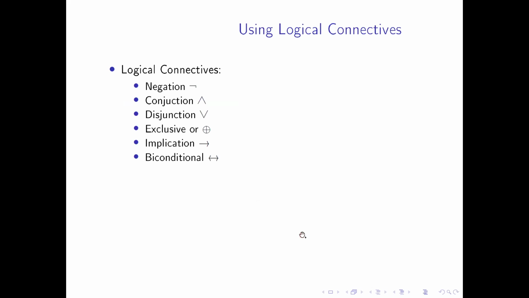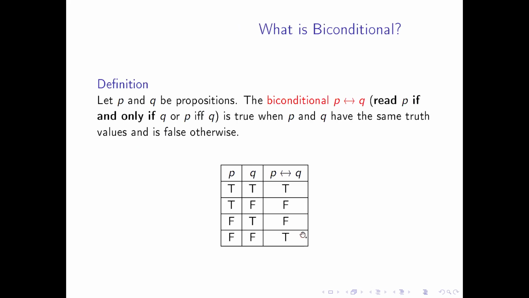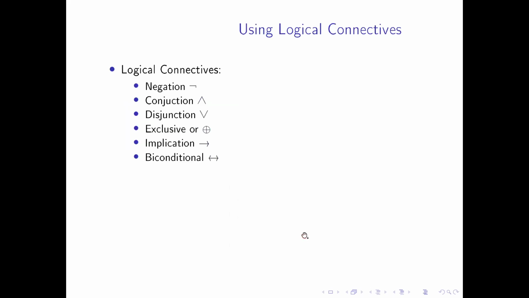So we now have our five connectives. We don't talk a lot about biconditionals in this class, but they will come up just a little bit, so I'm just throwing it out there. So let's talk about the order of operations of these.